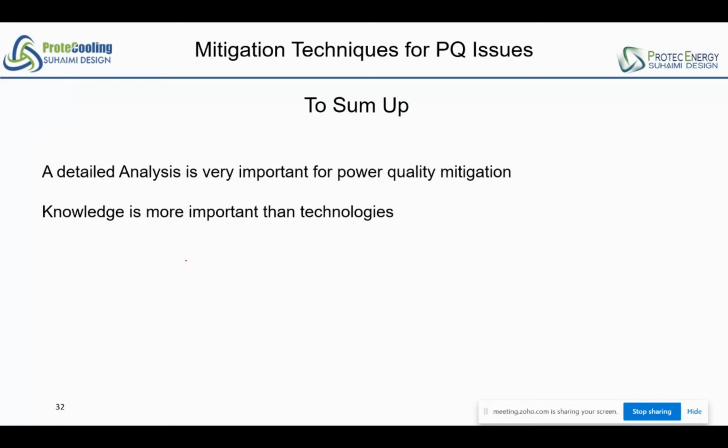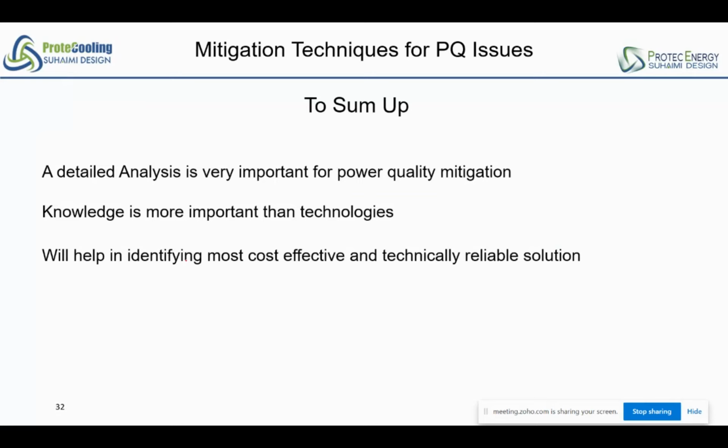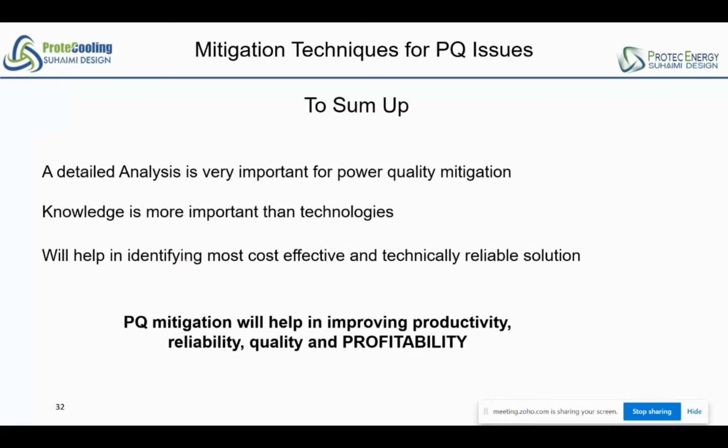Knowledge is more important than technologies. So you need to acquire knowledge or go to people who have the knowledge in the subject. It will help you identify the most cost effective and technically reliable solution. Power quality mitigation is definitely going to help you in improving your productivity, reliability, quality, and profitability.